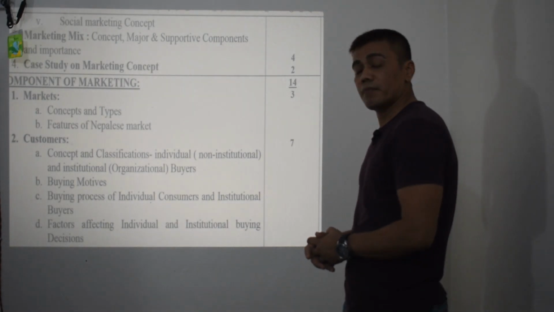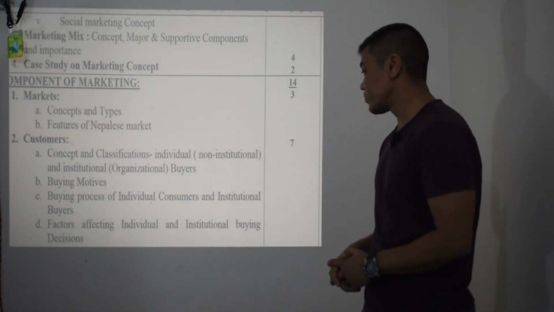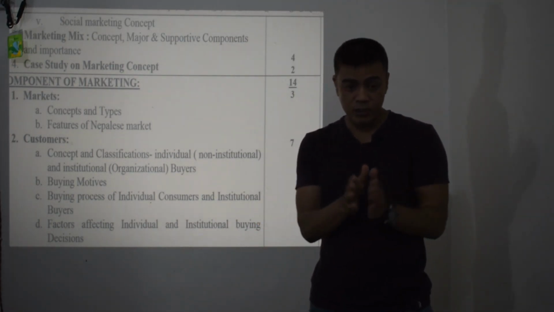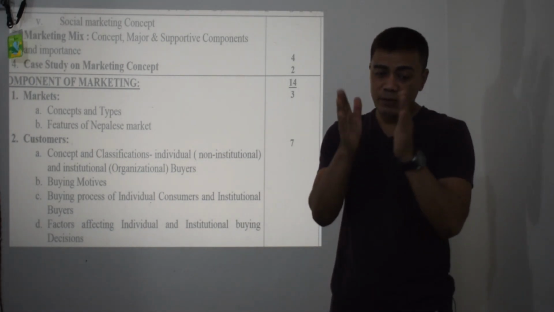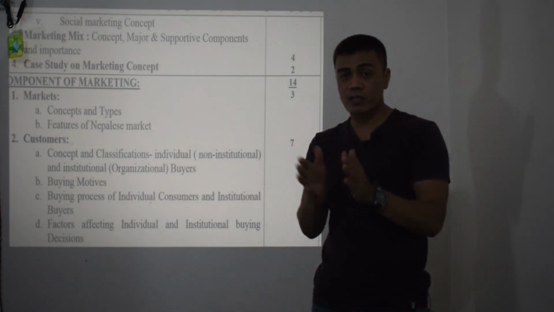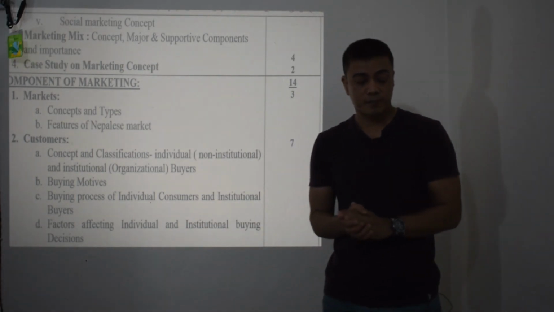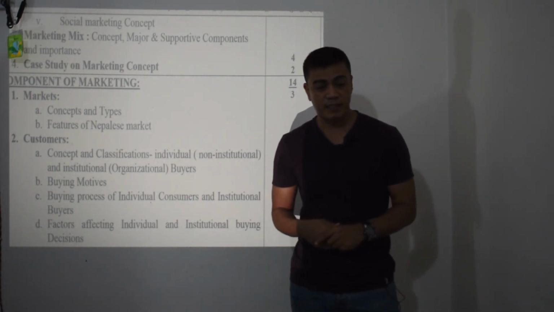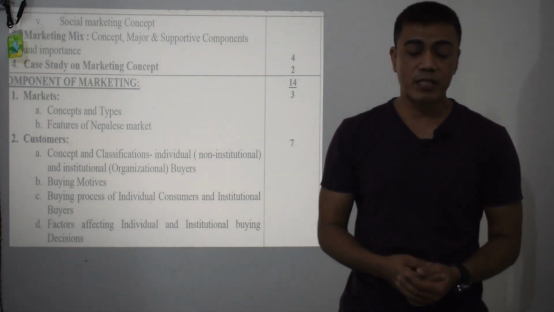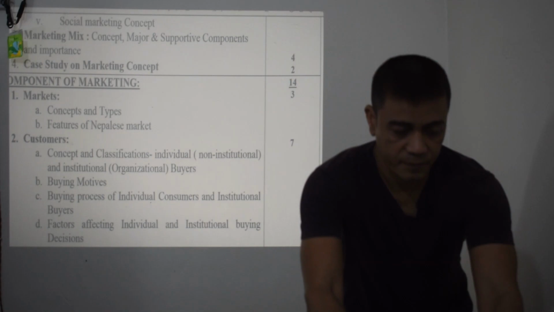Another most important thing is the buying process of the individual consumer and the institutional buyer. These are two different things. You need to know the individual consumer's buying process and the institutional buying process. Similarly, what are the factors that affect individual and institutional buying decisions, this you also need to study.